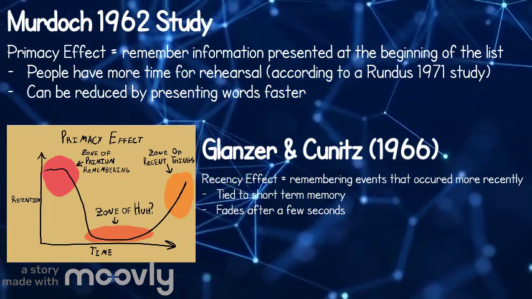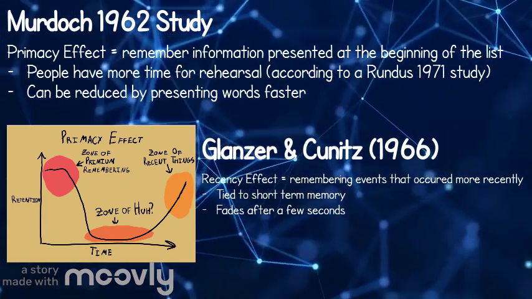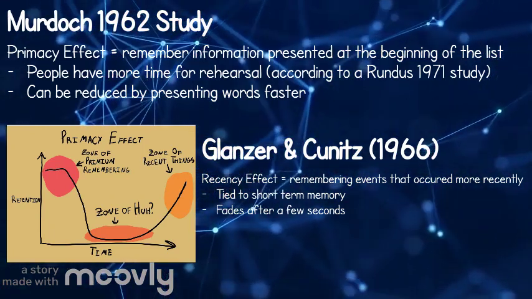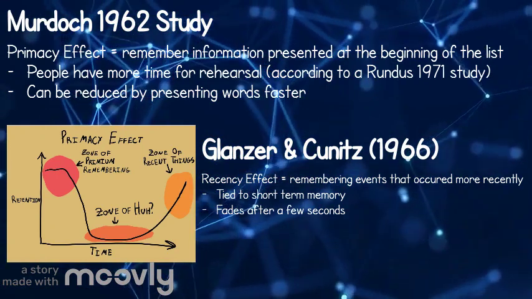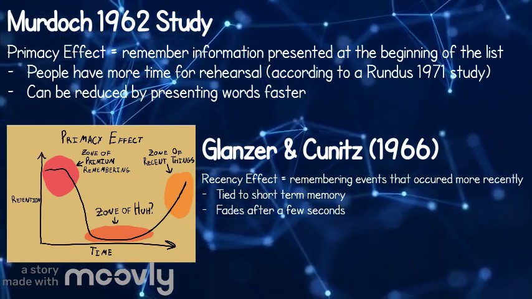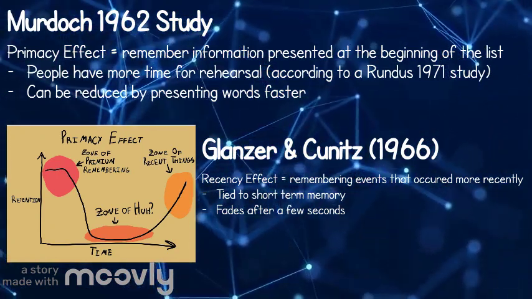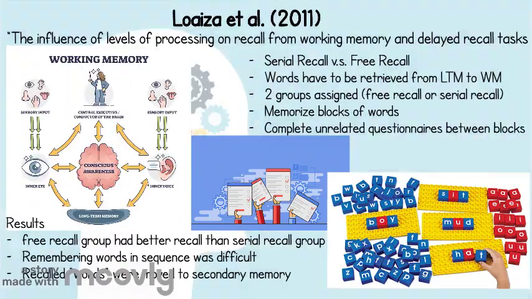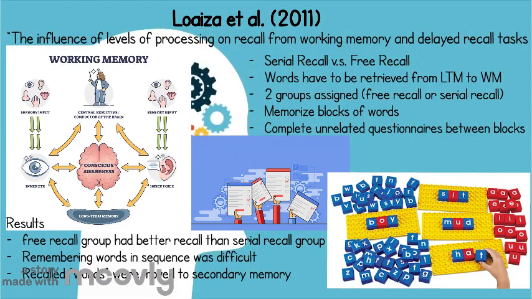Because serial recall includes a built-in delay, recalling the initially presented words before getting to the later words, recency effect is greatly decreased in serial recall when compared to free recall. Primacy effect decreases in free recall tasks because people tend to start with the words presented at the end of the list. A 2011 study by Loaiza et al. called The Influence of Levels of Processing on Recall from Working Memory and Delayed Recall Tasks explored the difference between serial recall versus free recall.